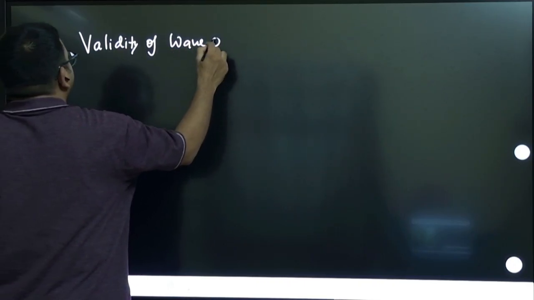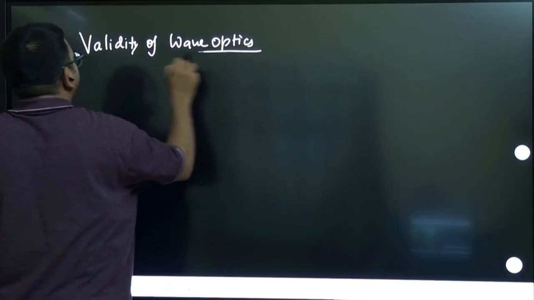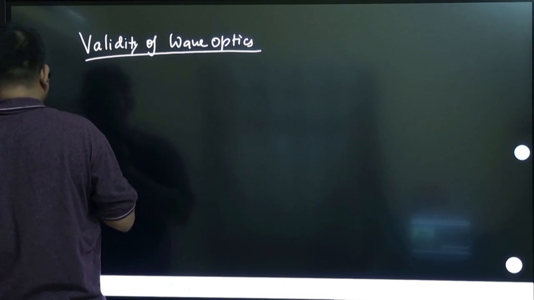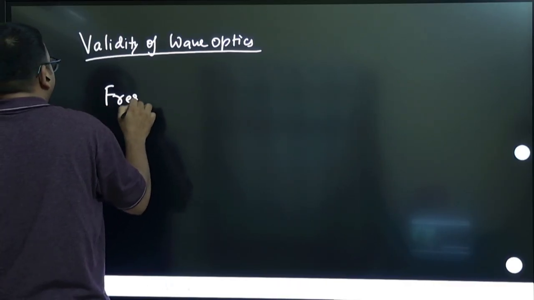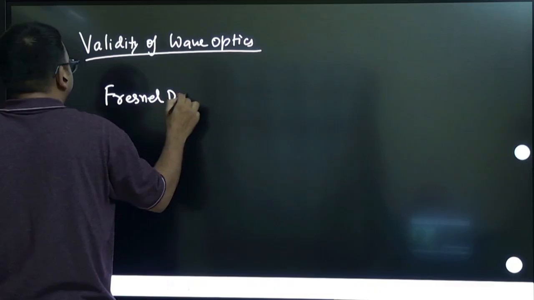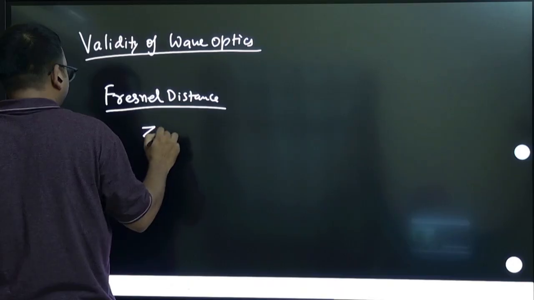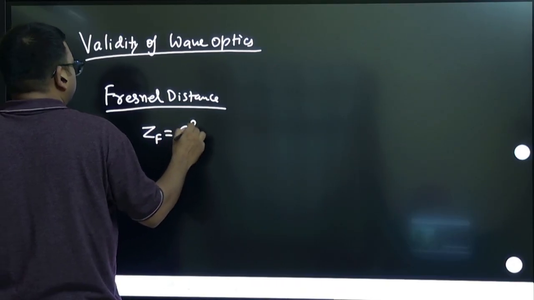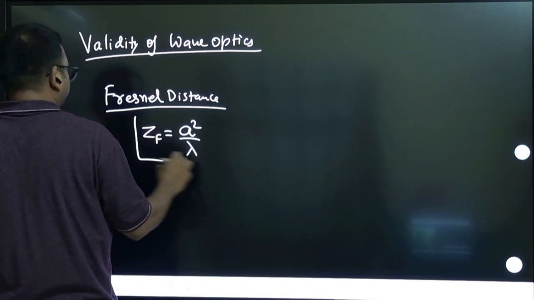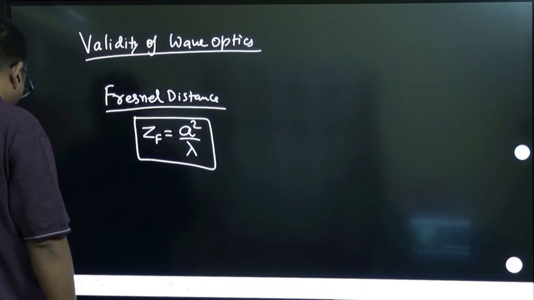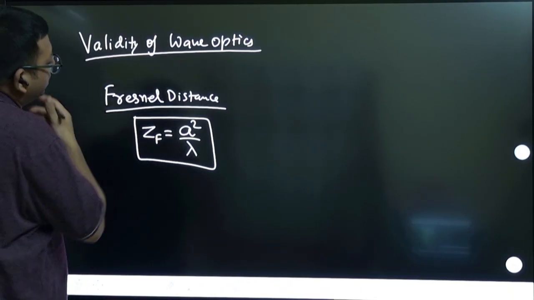Validity of wave optics. That is given by the Fresnel distance. Fresnel distance ZF is equal to a square by lambda. How does this idea come about?